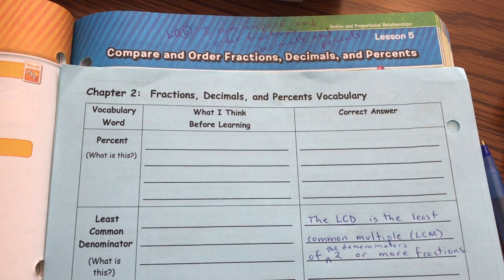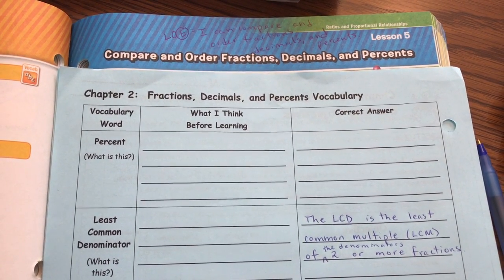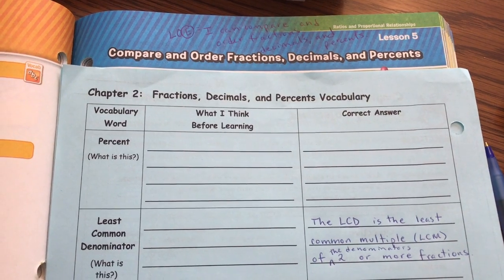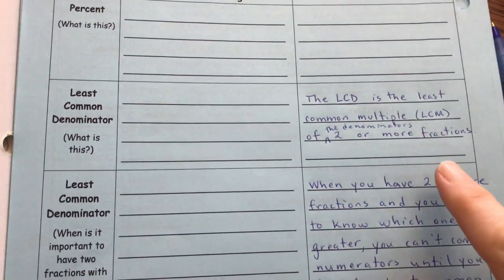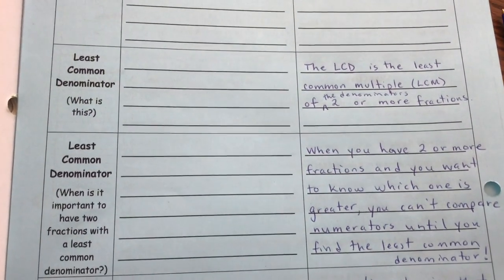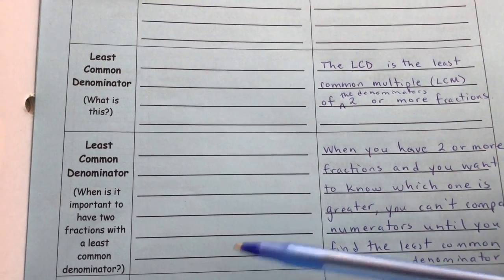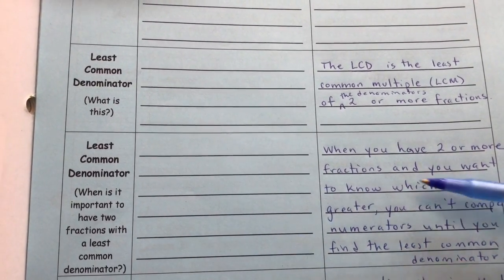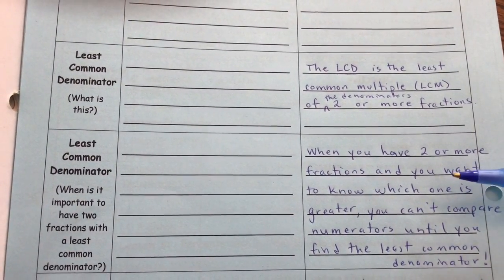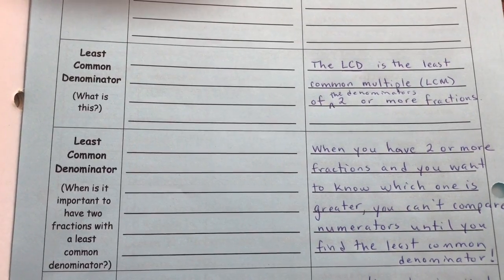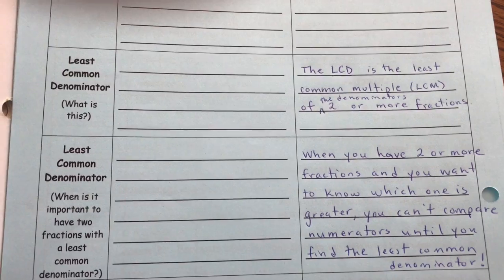All right, we've made it to lesson 5 in chapter 2. We're comparing and ordering fractions, decimals, and percents. But before we do this, let's make sure that on your vocab sheet you have the definition for least common denominator, and also you have written when it's important to have two fractions with a least common denominator. If you do not have these two on your vocab page, I need you to pause the video right now, get this written in, and then play it to do the lesson.